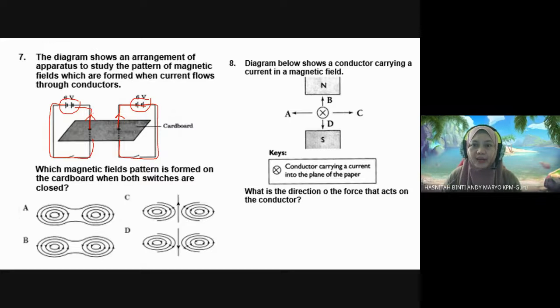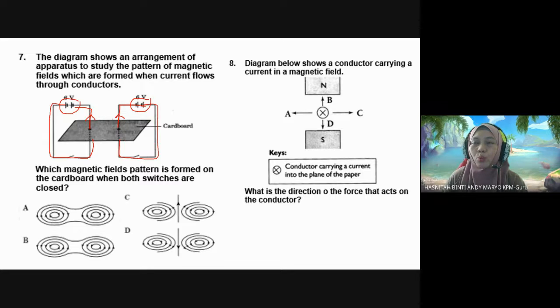Yeah, upward. Okay. In mean downward. Okay. Yeah, upward mean out of the paper. Tengok dia keluar daripada kertas. Okay. Kalau dia move down, mean dia move into the paper. Masuk dalam kertas. Okay, so which magnetic field pattern form on the cardboard when both switches are closed?